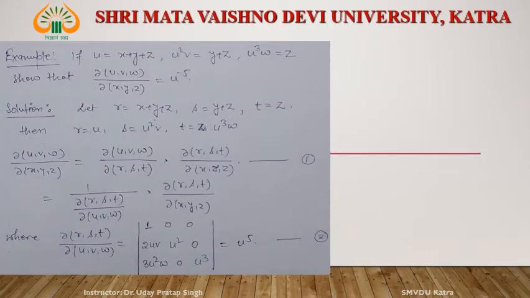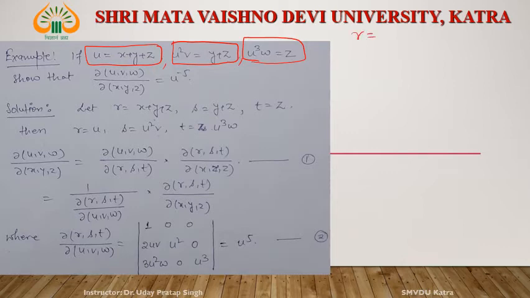Now see another example. u is equal to x plus y plus z, u squared v is equal to y plus z, and u cubed w is equal to z. Right? Let us apply some transformation.